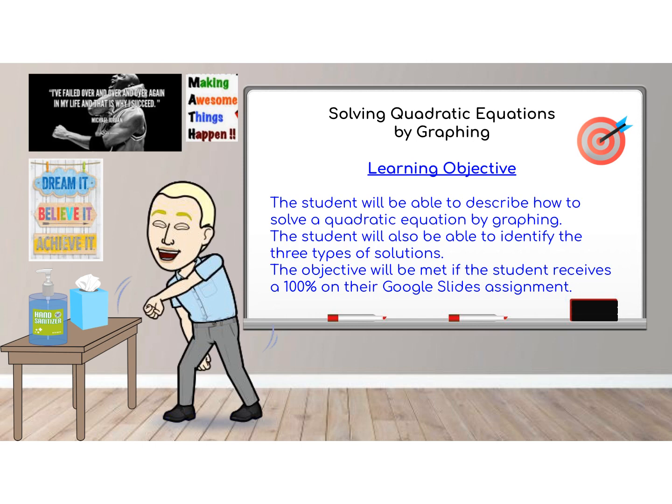Our learning objective: the student will be able to describe how to solve a quadratic equation by graphing. The student will also be able to identify the three types of solutions. The objective will be met if the student receives a 100% on their Google Slides assignment.